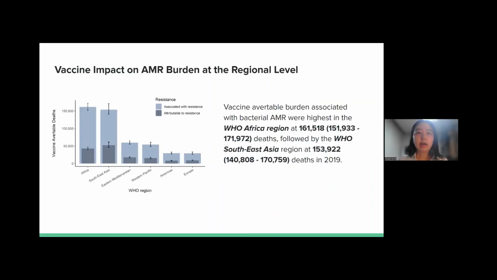And lastly, as you can see here from this graph, the vaccine avertable burden associated with bacterial AMR was highest in the WHO African region at 161,000 deaths, followed by the WHO Southeast Asian region at around 153,000 deaths in 2019.